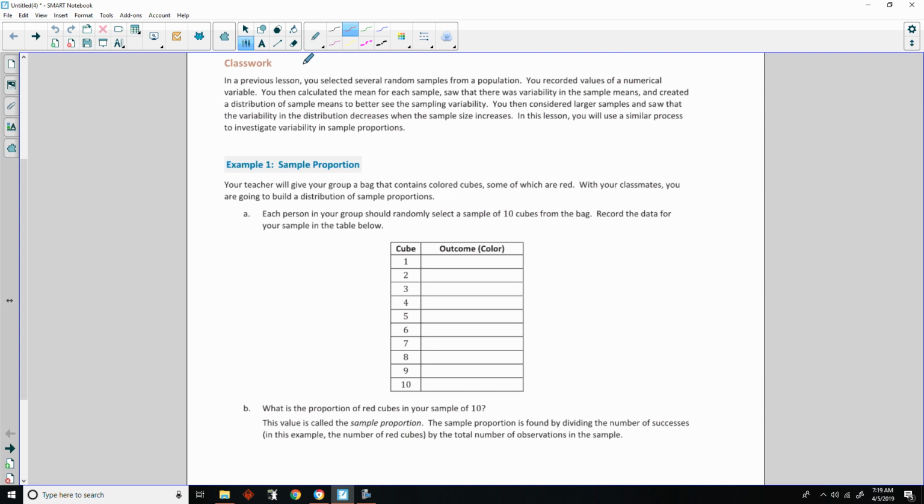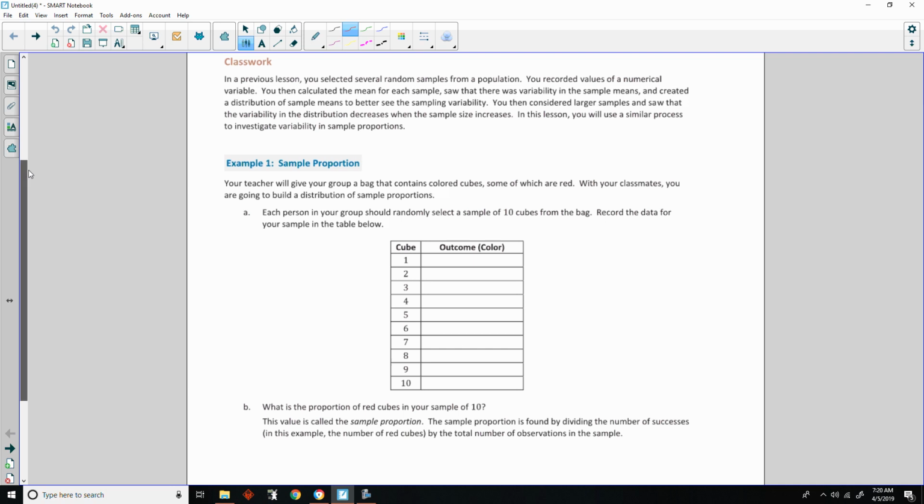Classwork. In a previous lesson, you selected several random samples from a population. You recorded values of a numerical variable. You then calculated the mean for each sample, saw that there was a variability in the sample means, and created a distribution of sample means to better see the sampling variability. You then considered larger samples and saw that the variability in the distribution decreased when the sample size increased. In this lesson, you will use a similar process to investigate variability in sample proportions.